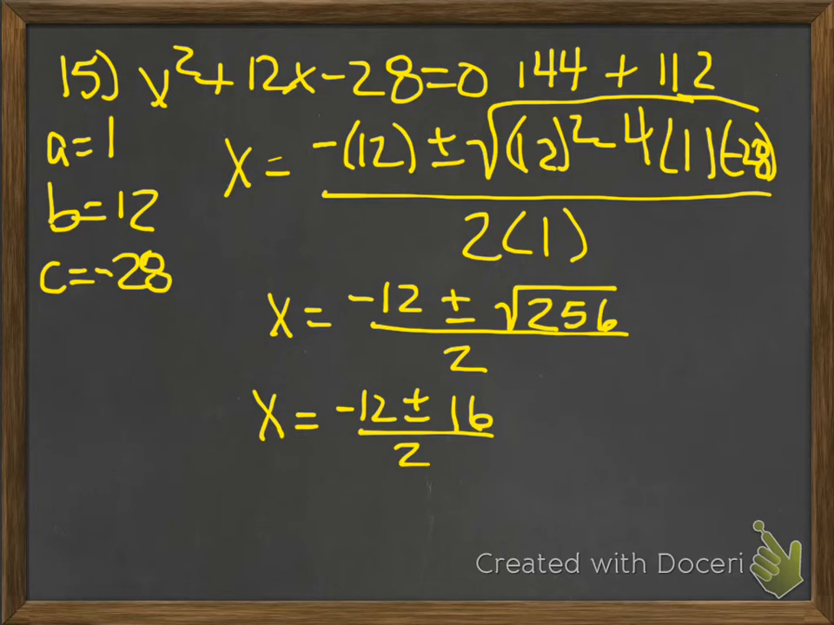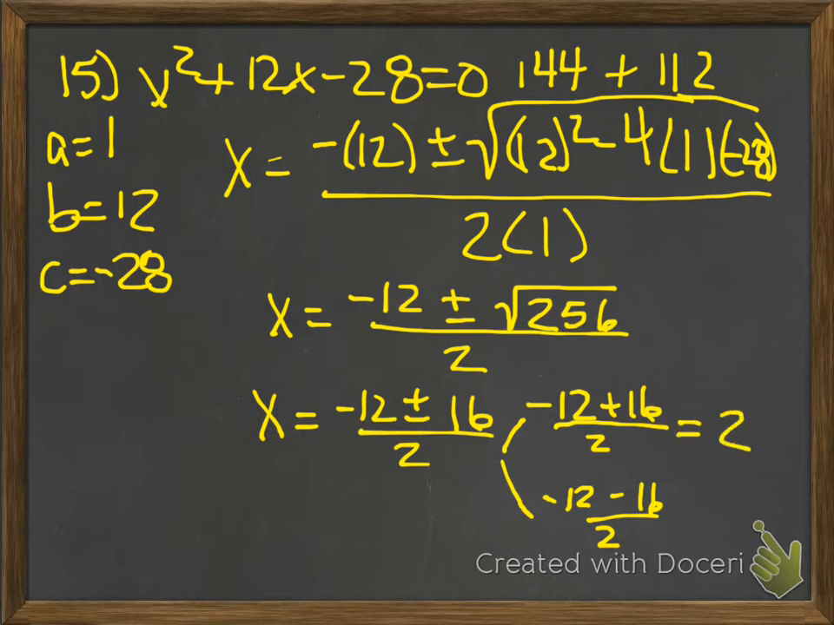So what this is saying here, now you can further simplify this. You can say negative 12 plus 16 divided by 2 and negative 12 minus 16 divided by 2. You can type that in the calculator all at once if you make sure you press Control Divide. So here, negative 12 plus 16 is 4. 4 divided by 2 is 2. Or negative 12 minus 16 is negative 28. Divided by 2 is negative 14. So your two answers should be 2 or negative 14.